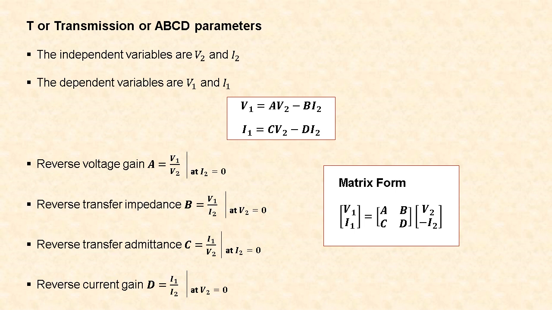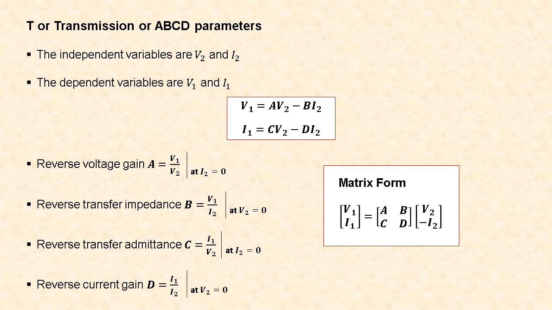Here the independent variables are V2 and I2 and the dependent variables are V1 and I1. The network equations are V1 is equal to A into V2 minus B into I2, and I1 is equal to C into V2 minus D into I2. If you see in a transmission line, the current flows opposite to that of the two-port network direction. Hence we are taking minus I2 here.